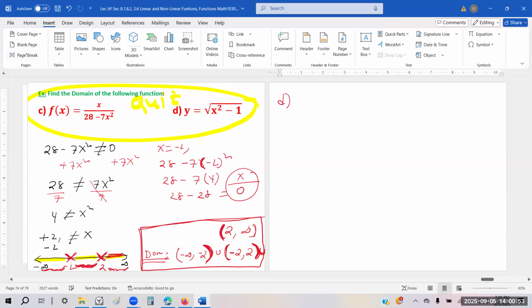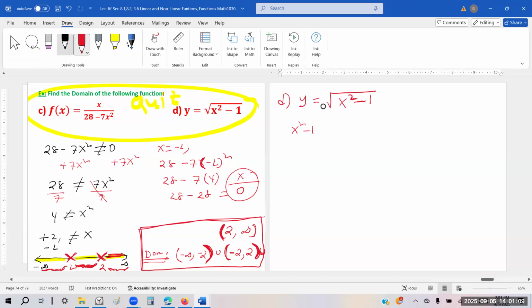Then we have D: y equals square root of x squared minus 1. Volunteer? x squared minus 1 greater than or equal to 0. x squared greater than or equal to 1.